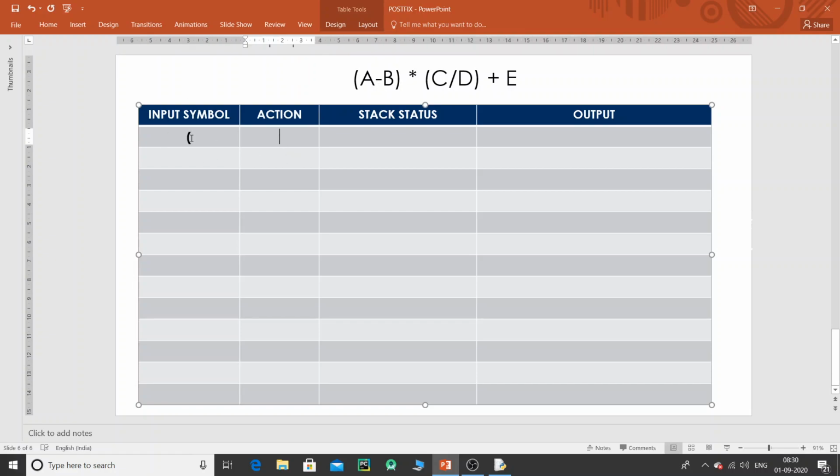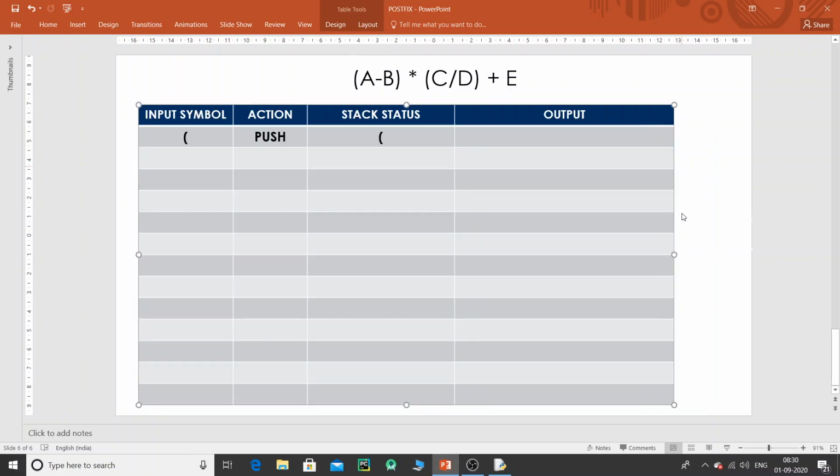Fine. In fact, if there is a bracket, we are going to perform the push operation. We are going to perform the push operation if there is an opening bracket, only for the opening bracket, and for the operators. So what we're going to do is push. So the stack is going to have what character? That is the opening bracket. Fine, we are going to push that into the stack, and once we push that into the stack, what is the stack going to have?